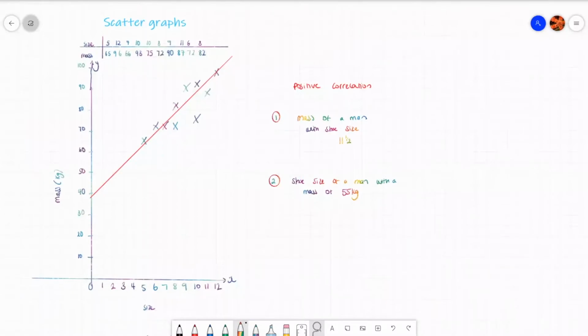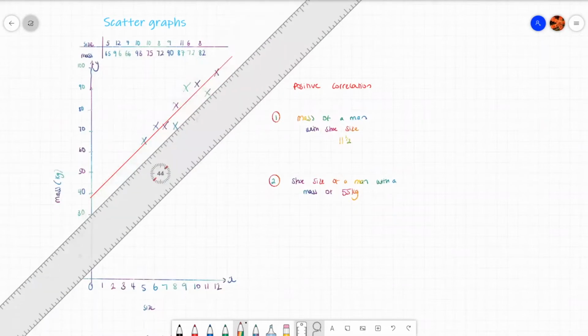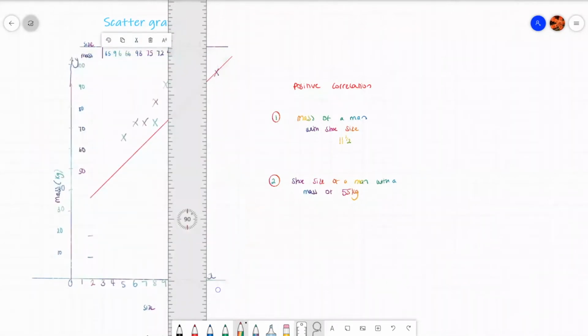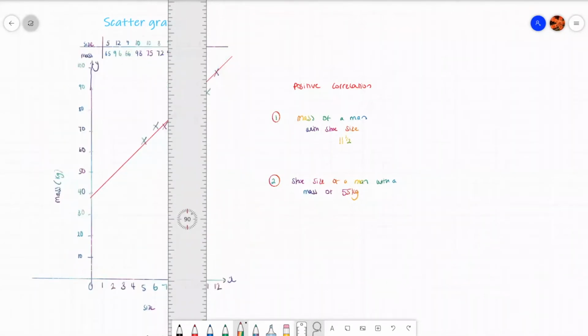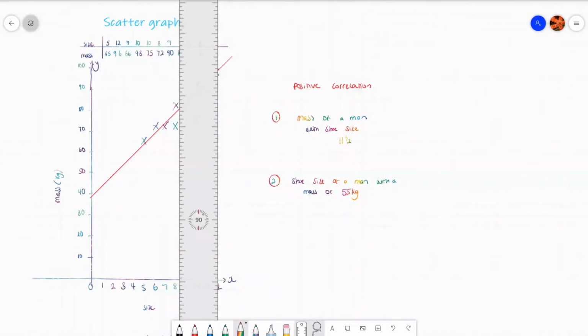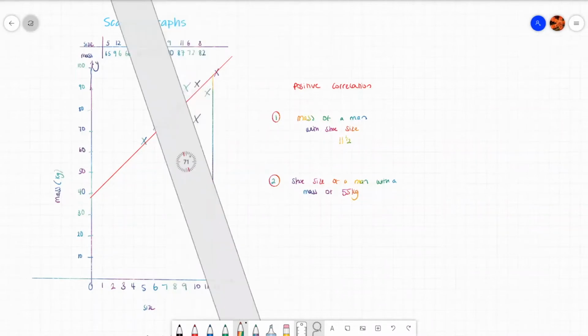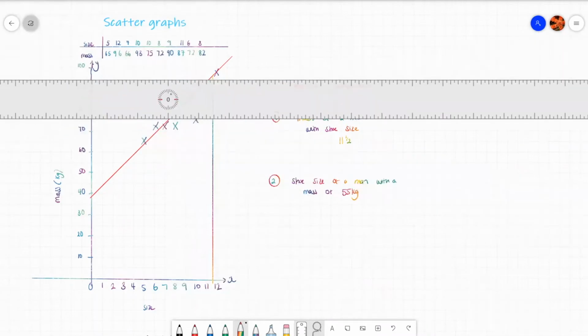Well, the weight of a man with shoe size 11.5. So 11.5, find 11.5 on your shoe size. Oh, let's not do that. There we are. So let's just move this. 11.5 is right in between 11 and 12. Okay, there we are. This way here.